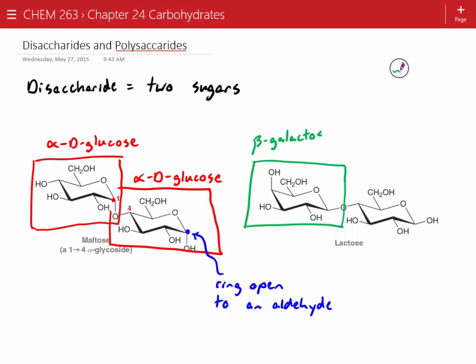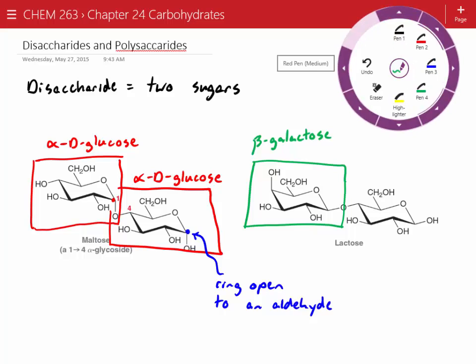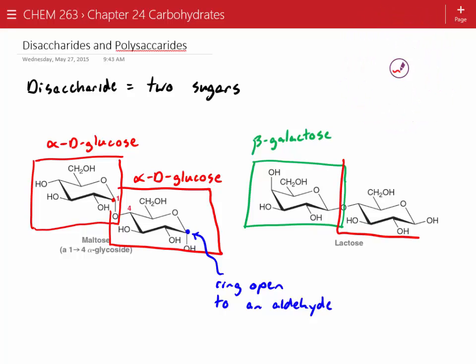That's one of our family tree carbohydrates. And we've got beta-galactose attached directly to alpha D-glucose. So we've got beta D-glucose. It's also beta D-galactose too.